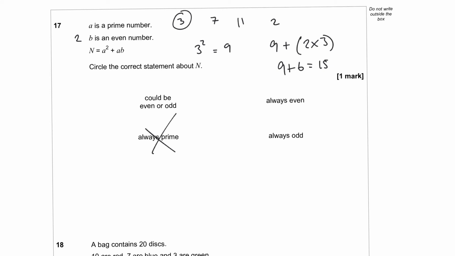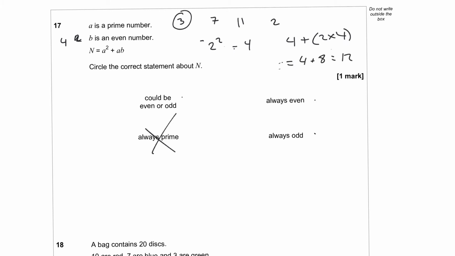So it could potentially be this, this, this. So let's have a look. If we picked 2 as our prime number, so 2 squared is 4. And then again, if we picked another even number like 4, so 4 plus 2 times 4, so 2 times 4 is 8, 4 plus 8 is 12. So then 12 is an even number, but we know it's not always even because when we worked it out with 3, we got 15, and when we worked it out with 2, we got 12. So it can't always be even, it can't always be odd, so we know it can be even or odd. So just using examples is really good in terms of questions like this where you have to circle the correct statement.